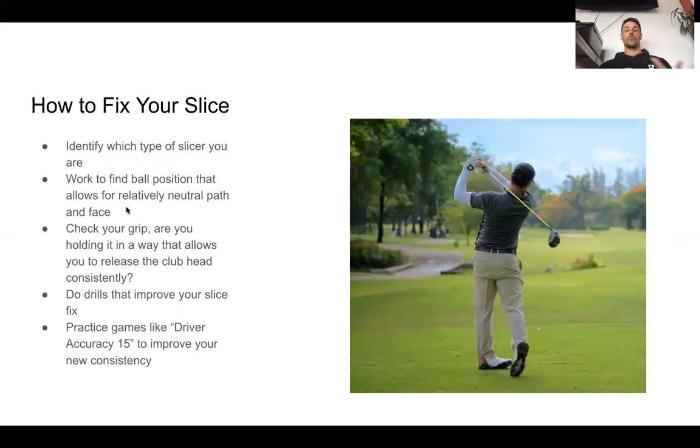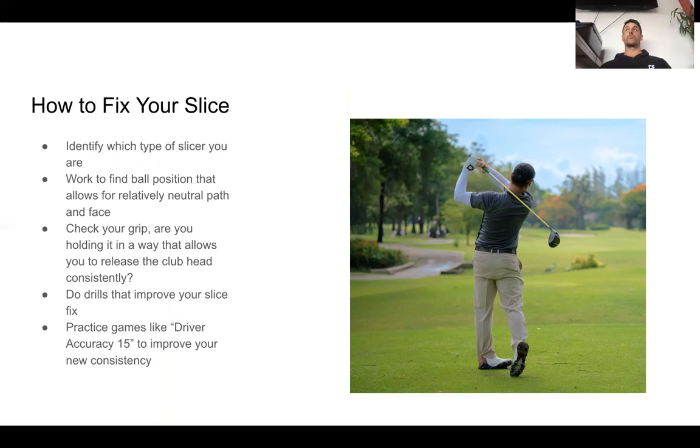From there, we also want to identify what ball position is going to allow for a relatively neutral face angle and swing path. So if you can get on a TrackMan simulator to find that out, awesome. If not, what you need to do is when you're on the range practicing, you need to play around with ball position with different clubs and see, if I have the ball in the middle of my stance with the driver, how much does it curve?